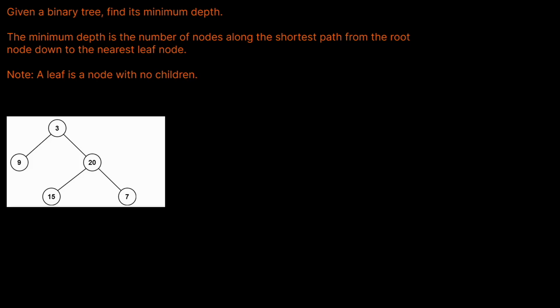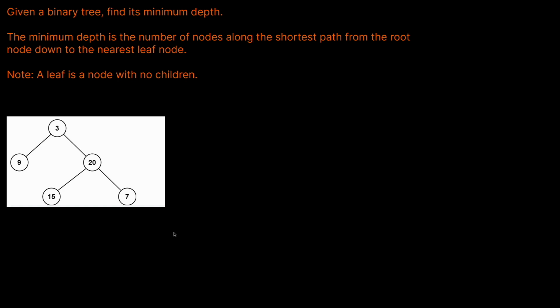Today we're going to be solving Leetcode problem 111, minimum depth of a binary tree. Given a binary tree, find its minimum depth. The minimum depth is the number of nodes along the shortest path from the root node down to the nearest leaf node. Note, a leaf node is a node with no children.